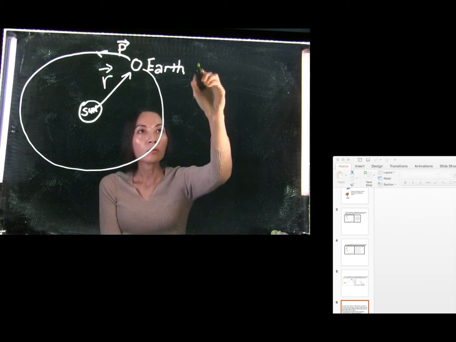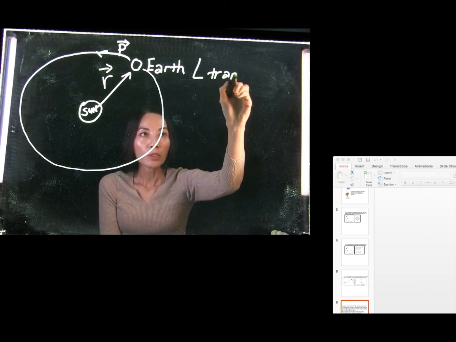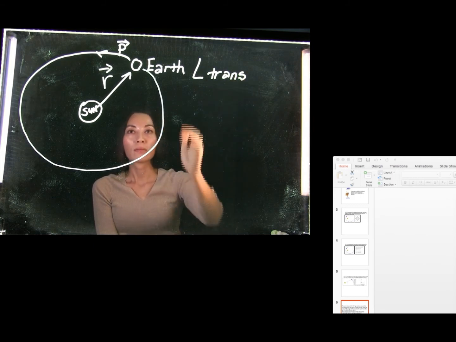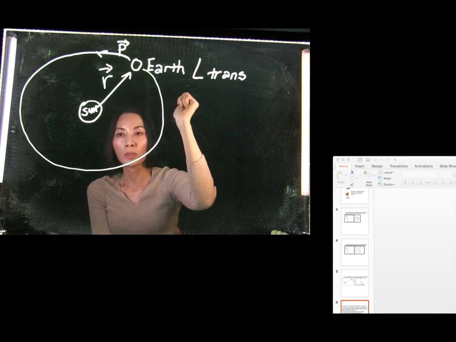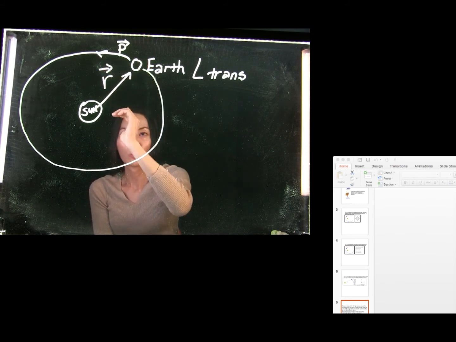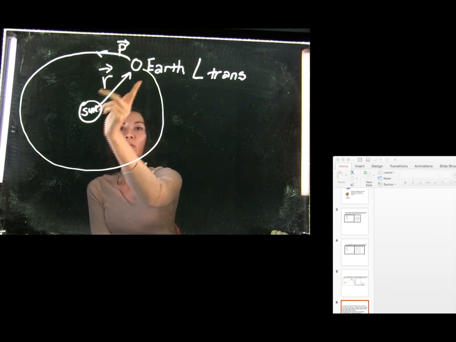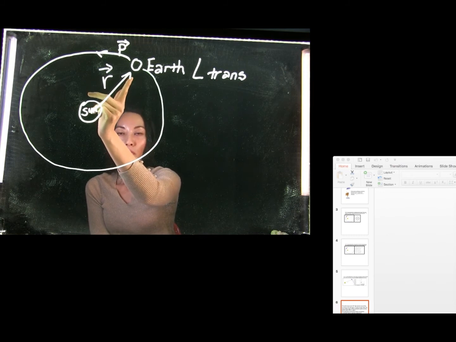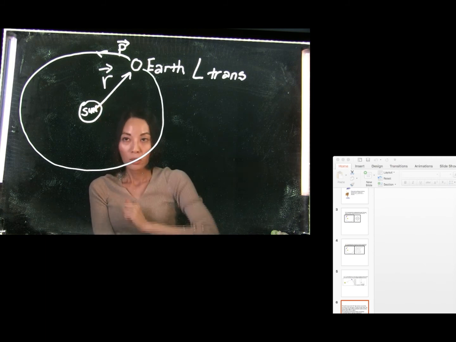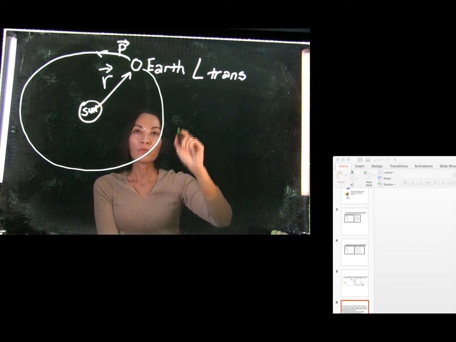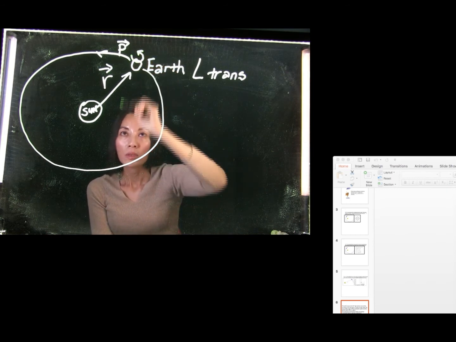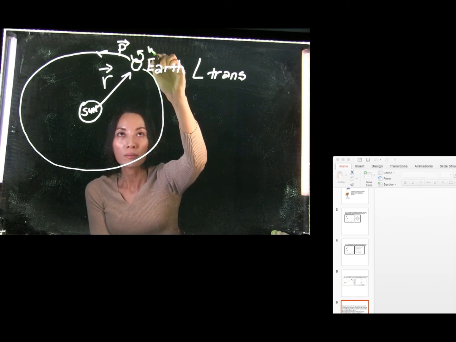So there we can define the translational angular momentum of the Earth. The translational angular momentum direction is pointed towards me, where you curl the fingers in the direction of motion, or you can use the right hand rule, where R is the forefinger and P is my middle finger, and my thumb points towards me. On top of that, we can also have the Earth spinning along its axis, which is omega.